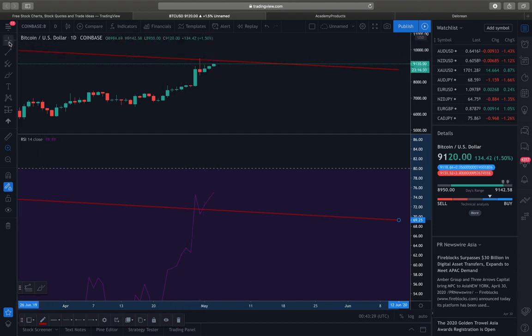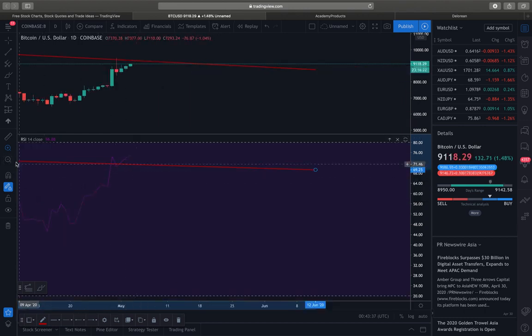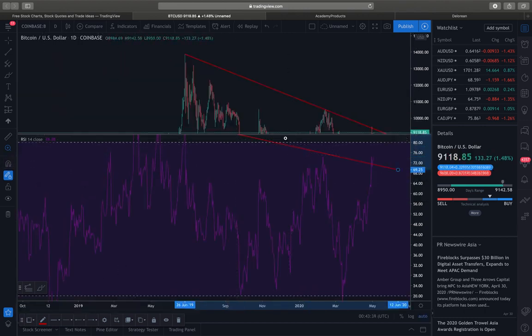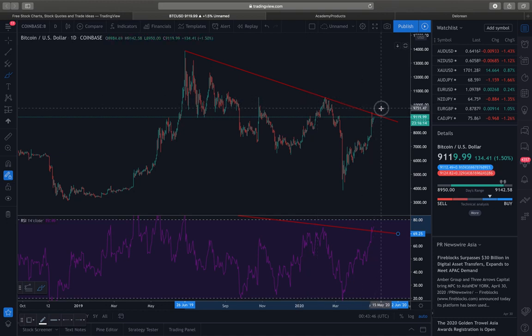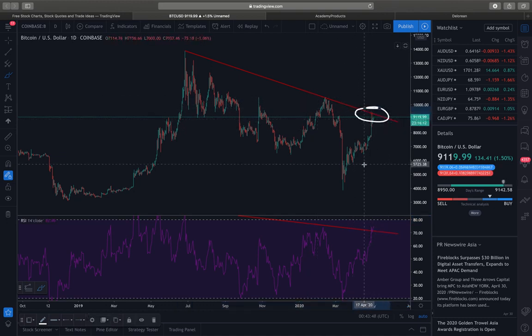What is that telling us? The RSI is foreshadowing that we will do what? What's the RSI foreshadowing here? That we will break this line and head higher.